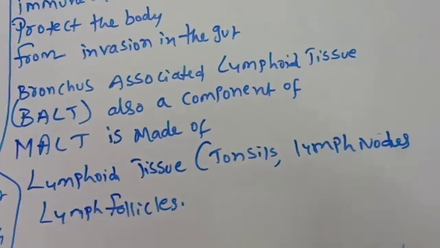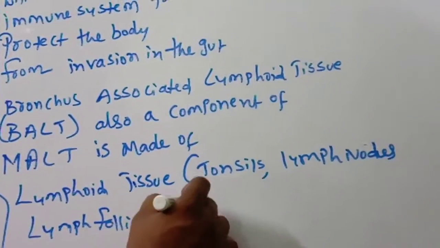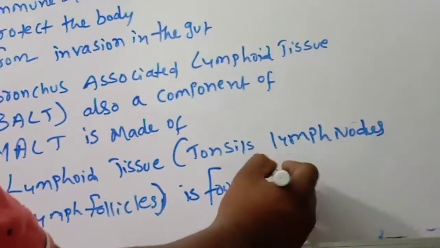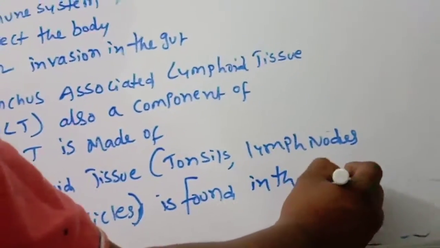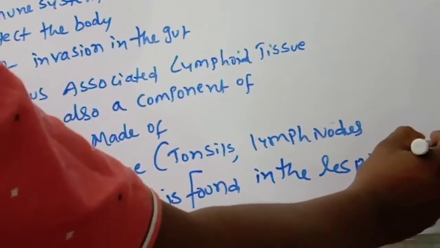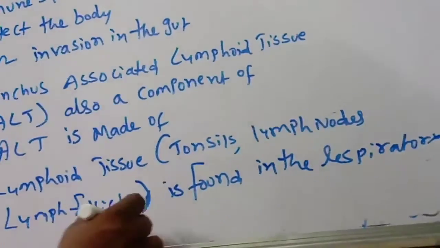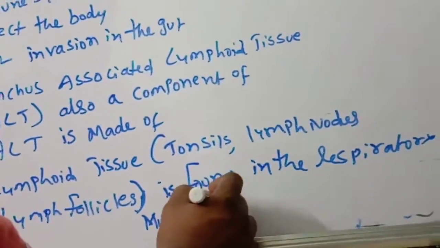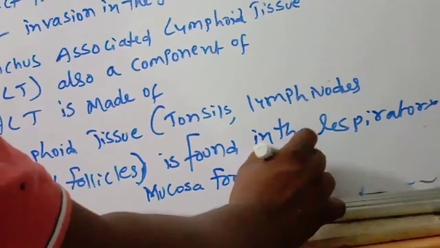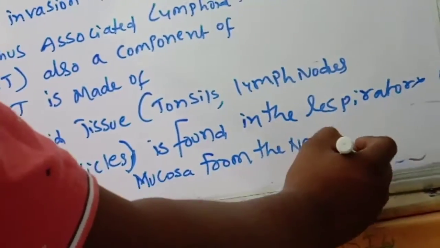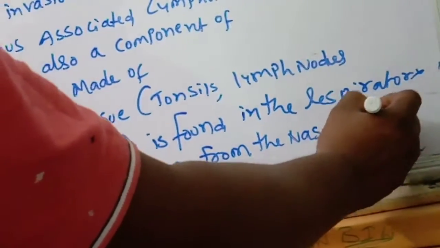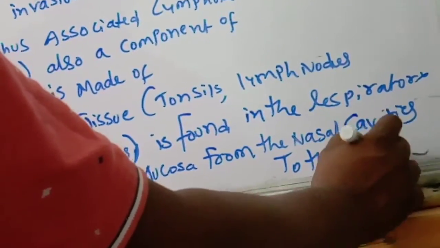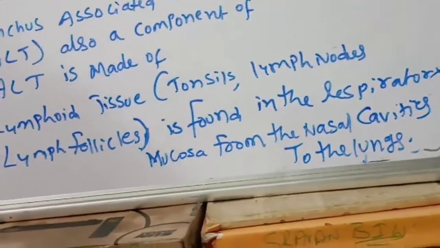Okay, children, lymph follicles are found in the respiratory mucosa from the nasal cavities to the lungs. Okay, children, this point you have to remember.